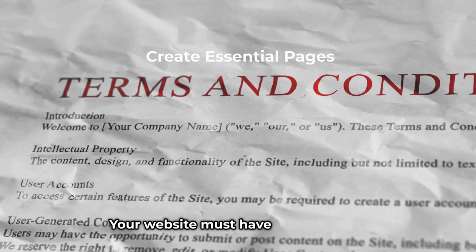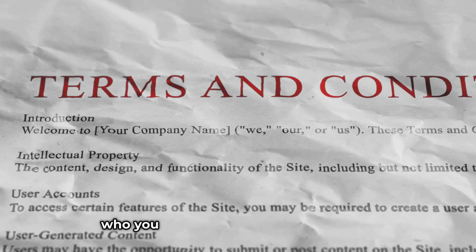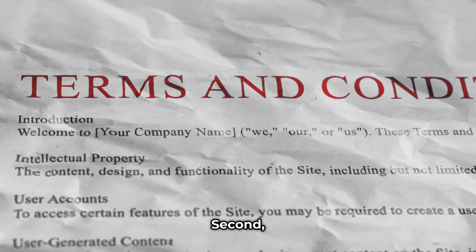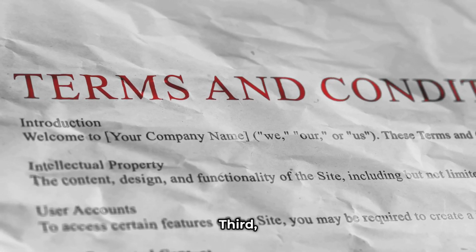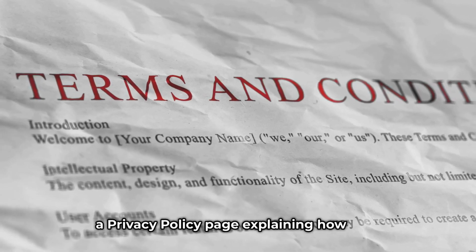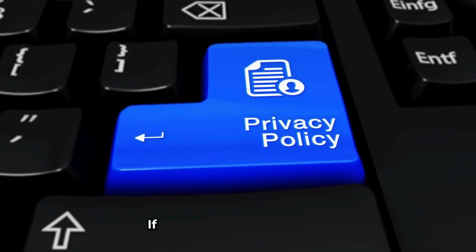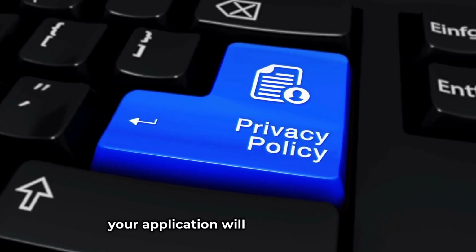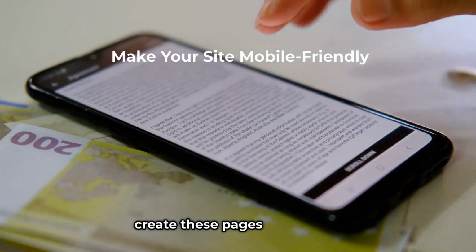Your website must have 4 essential pages before you apply. First, an about page, who you are and what your site is about. Second, a contact page so visitors and advertisers can reach you. Third, a privacy policy page explaining how your site handles visitor data. And fourth, a terms of service page. If any of these are missing, your application will likely be rejected. You can find free generators online to create these pages in minutes.